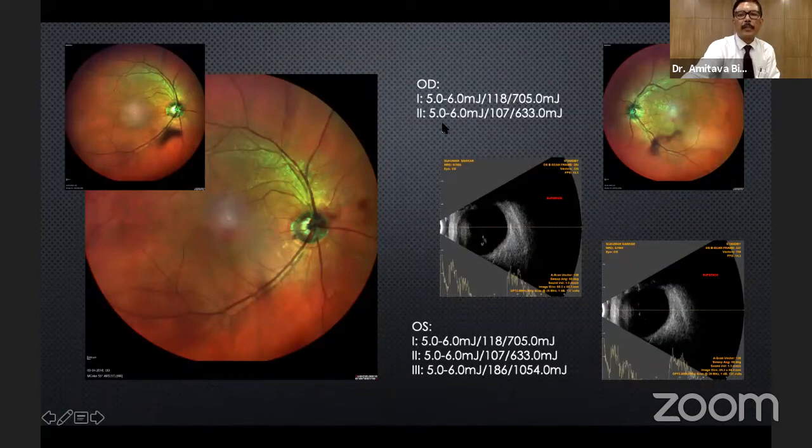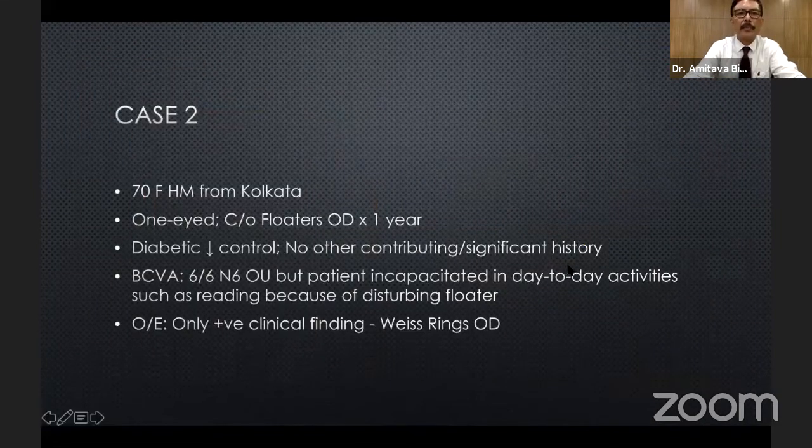Now, this patient, and those are my initial days, so I was apprehensive about the amount of laser delivery and all that. So I did the right eye in 2 sessions and the left eye in 3 sessions. And in the right eye, as we can see at the end of it, this large floater had disappeared. And in the left eye, as seen by the ultrasonography, the pre-LFR and the post-LFR, the patient was symptomatically very happy, and that is the most important thing, and he was able to do his day-to-day activities comfortably.